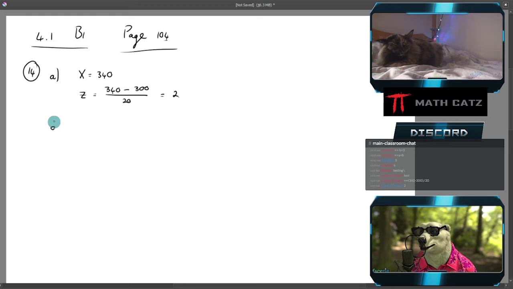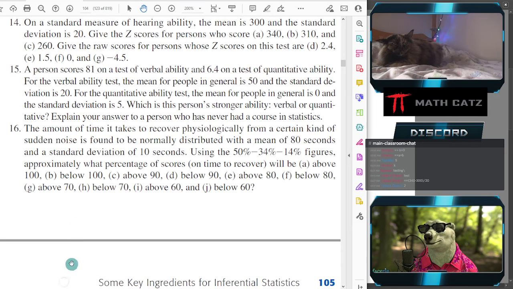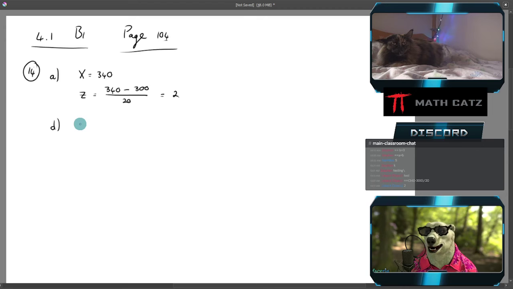Let's do part D. So these are pretty straightforward, so I'm not going to do all of them. You're welcome to, of course, practice as you need to, if you need to practice more. Give the raw score for persons whose z-scores on the test are, let's say, 2.4. So then we just flip the formula around. Now the z-score of 2.4 is given.